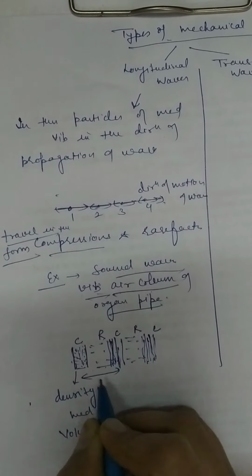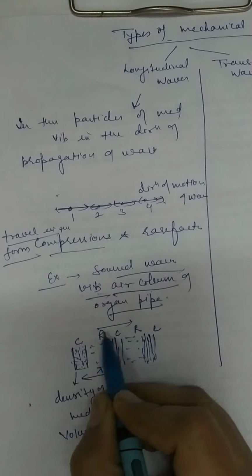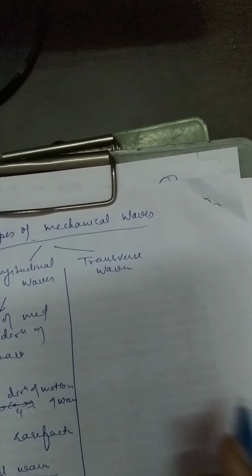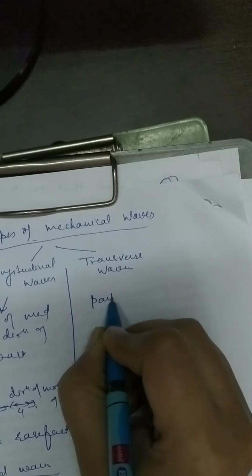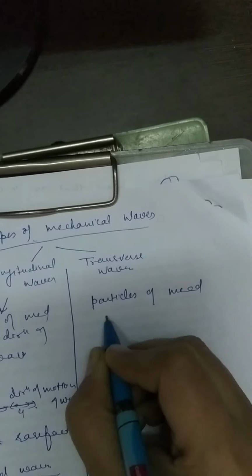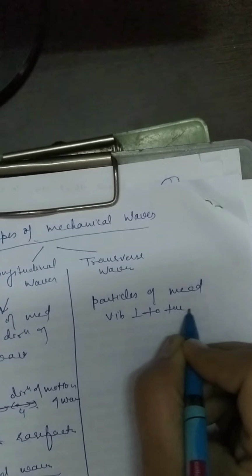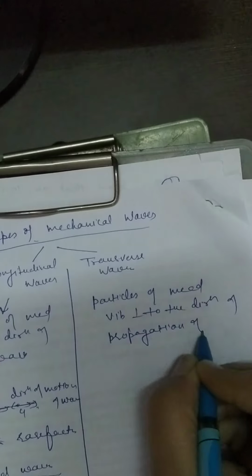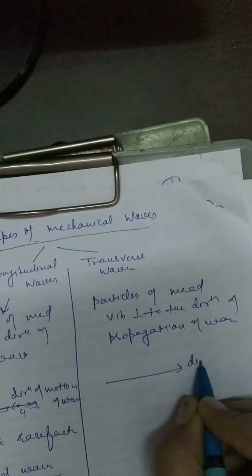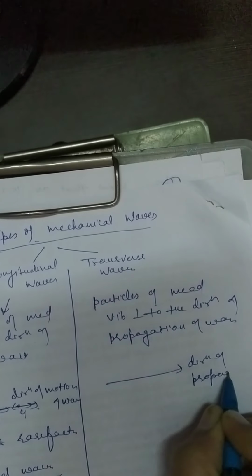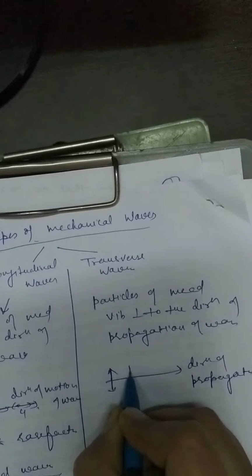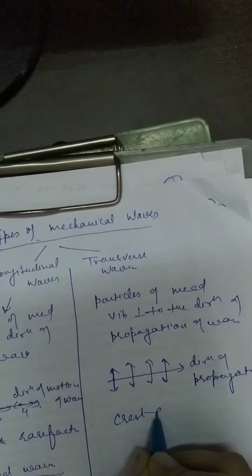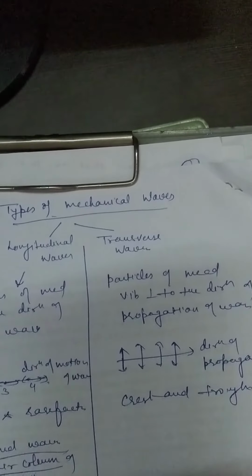And the distance between two consecutive compressions is wavelength, and the distance between two consecutive rarefactions is wavelength, right? Now after this, let us discuss the transverse wave. In this wave the particles of the medium vibrate perpendicular to the direction of propagation of wave. Suppose the wave is traveling along this direction, this is the direction of propagation. So how do the particles of the medium vibrate? Up and down, like in this way. The particles vibrate perpendicular to this direction, and this wave travels in the form of crest and trough.